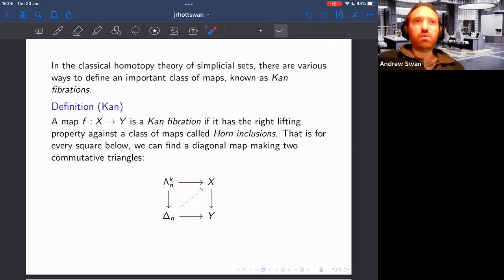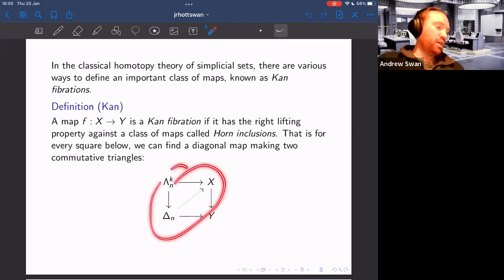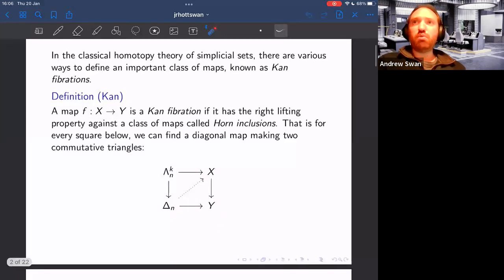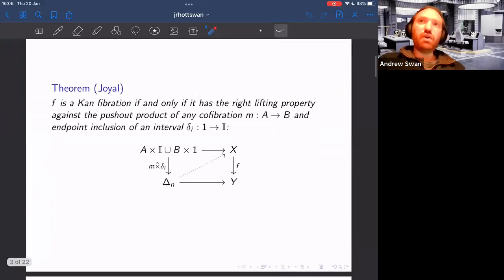Okay, so a Kahn fibration, by one of the definitions, has the right lifting property against Horn inclusions. So this says whenever we have a commutative square like this with our map F here on the right and a Horn inclusion here on the left, and these form a commutative square, then there is a diagonal map which is dotted in this diagram, which splits the commutative square up into two commutative triangles. Okay, so that's one definition of Kahn fibration and probably the most standard one, but there's several others.